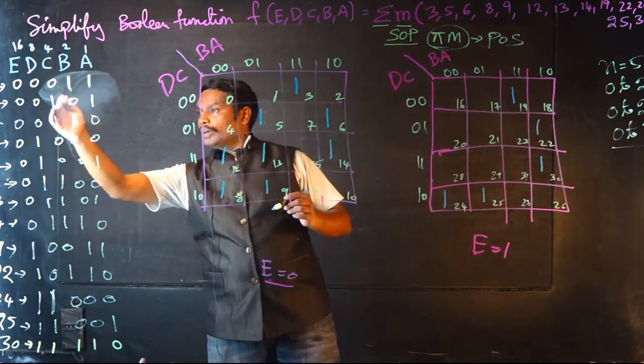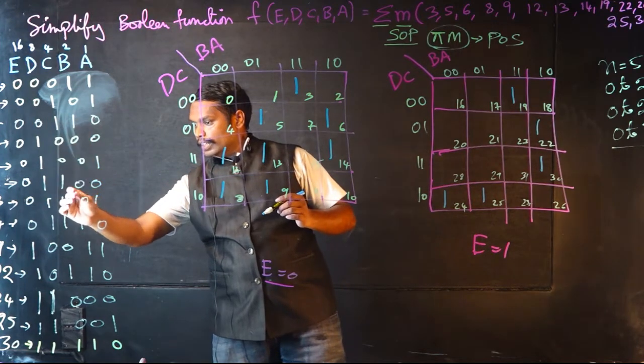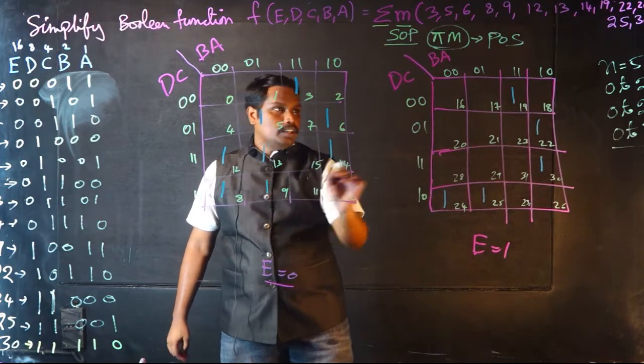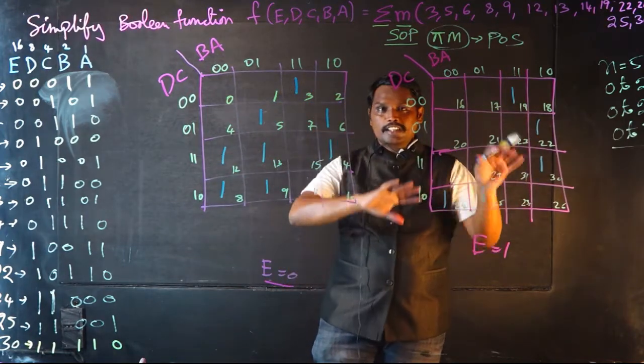Are this clear? 1, 2, 3, 4, 5, 6, 7, 8, 9, 10, 11, 12, 13. Okay, so 13 completed, right?